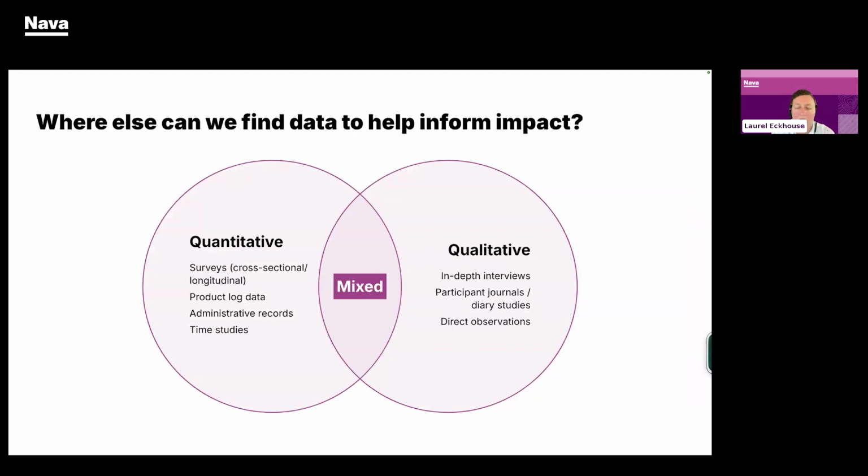So far, we've defined impact. We've touched a little bit on measurement strategy. Obviously, there's a lot more to talk about with either of those things. But this brings us to our next question. Where can we find data to help us inform impact?